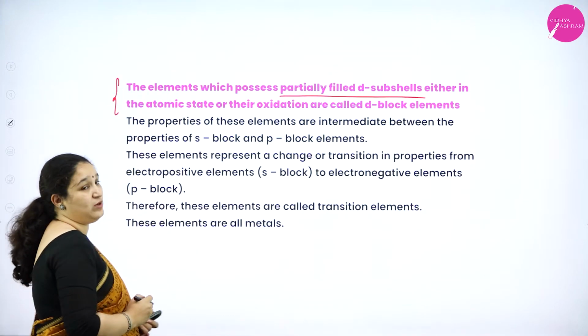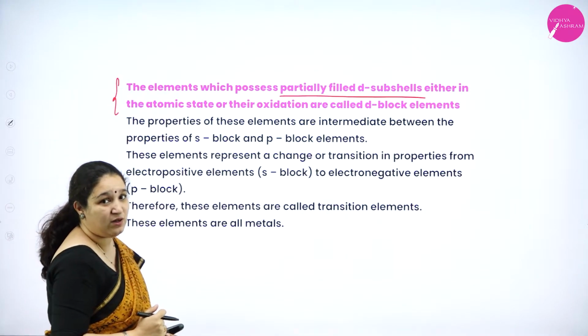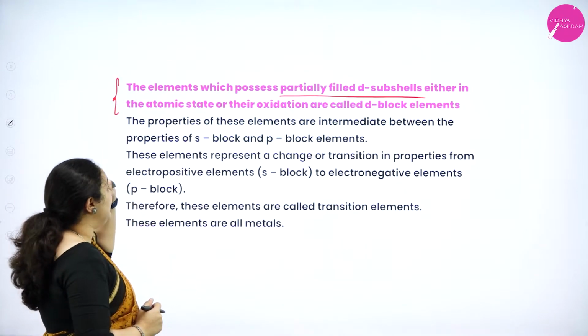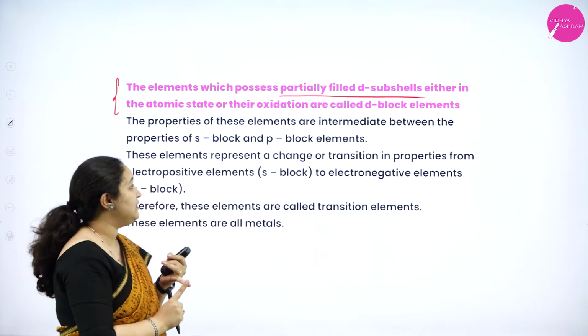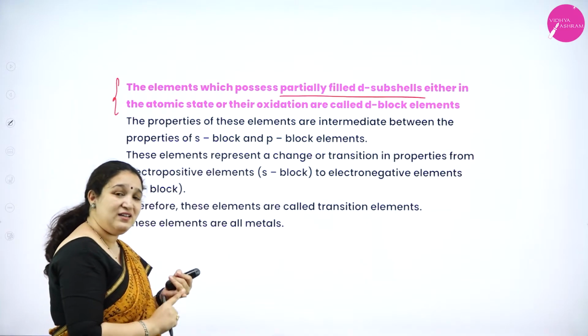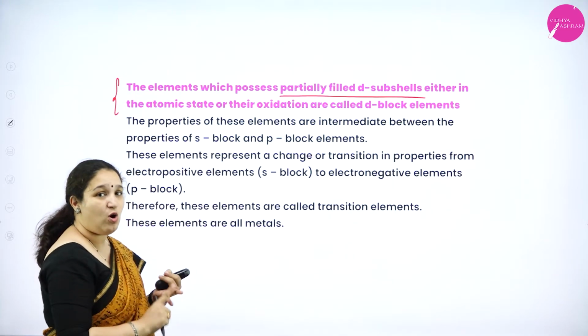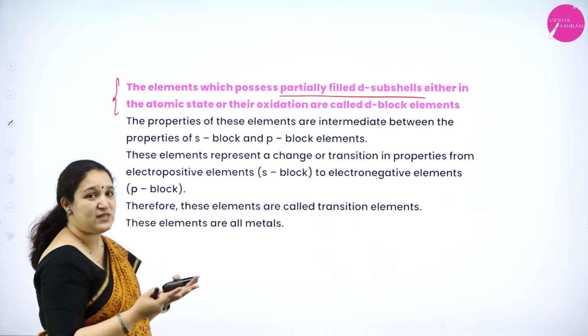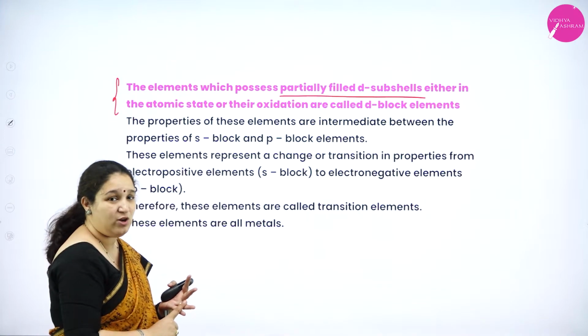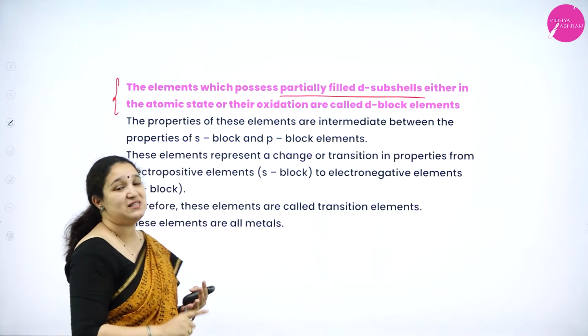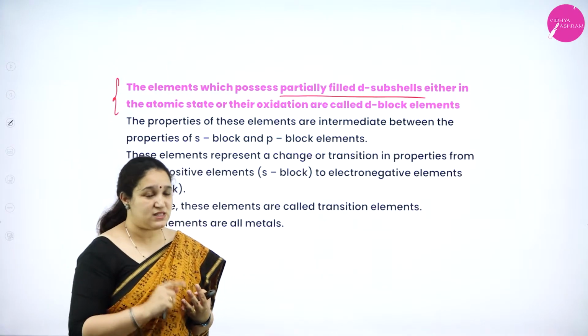There are two ways to define it. I shall explain the other way also. So what is it? The elements which possess partially filled d orbitals or d subshells either in the atomic state or in their oxidation state, that is when they lose electrons. Even then if it has partially filled d orbitals, then we call them d block elements.